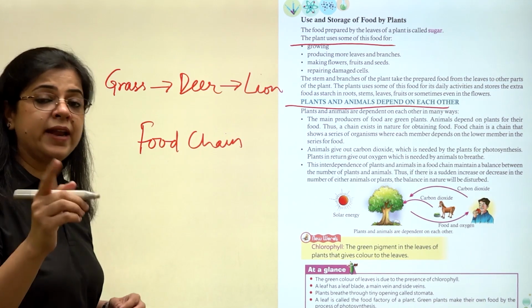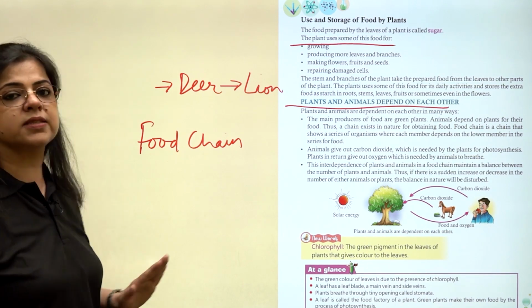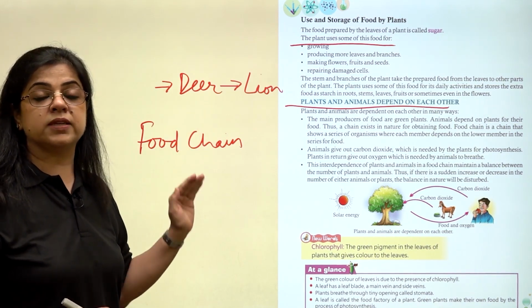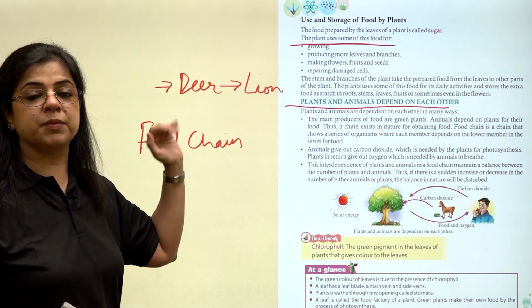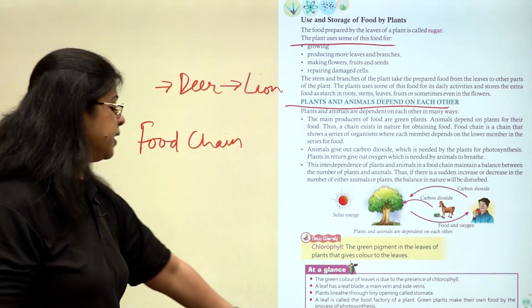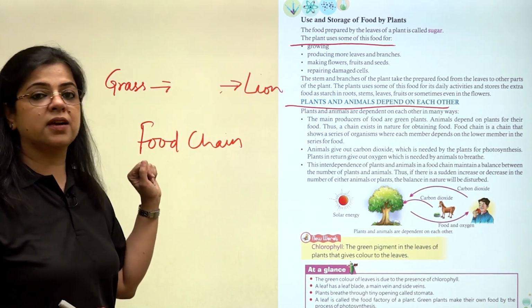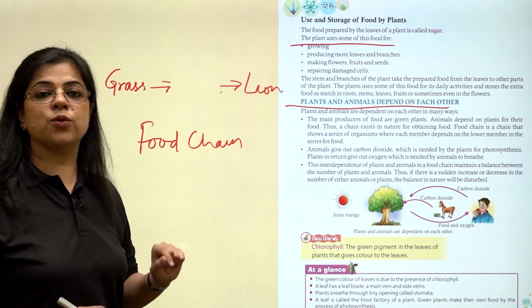If we remove any one part of this food chain, for example, if we remove grass, what is the deer going to eat? What is the lion going to eat? Because the deer will eventually die out. Similarly, if we remove the deer, then who is going to eat the grass? And what is the lion going to eat?